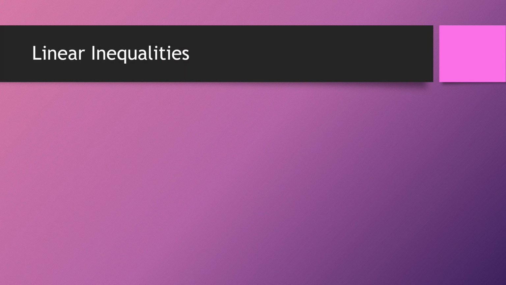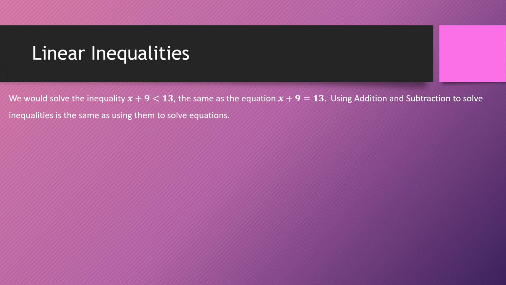Let's talk about how to solve linear inequalities. Solving linear inequalities is just like solving equations, except with a few more rules. The most obvious difference is that instead of using an equal sign, we use one of the inequality signs. For example, we would solve the inequality x plus 9 is less than 13, the same as the equation x plus 9 is equal to 13.